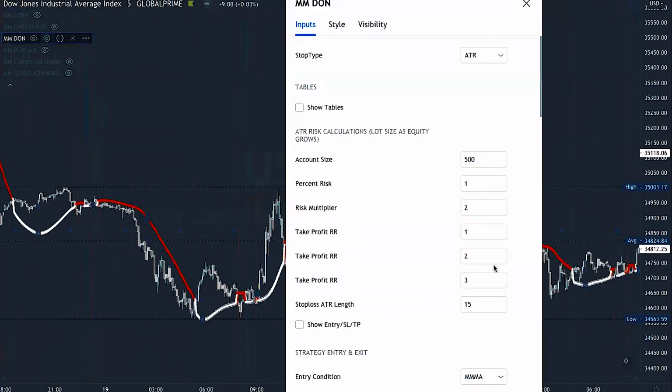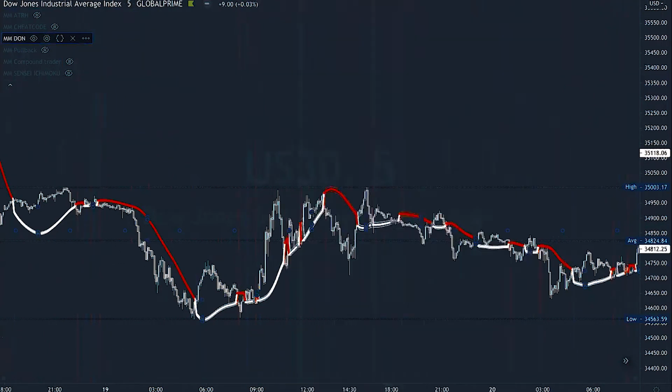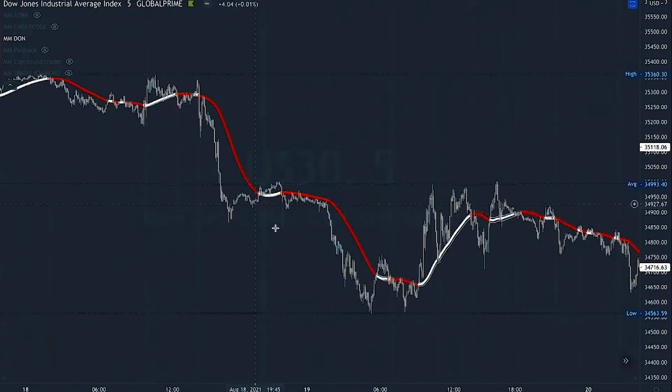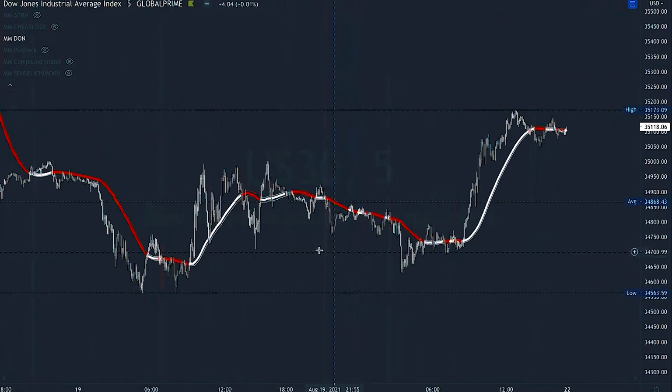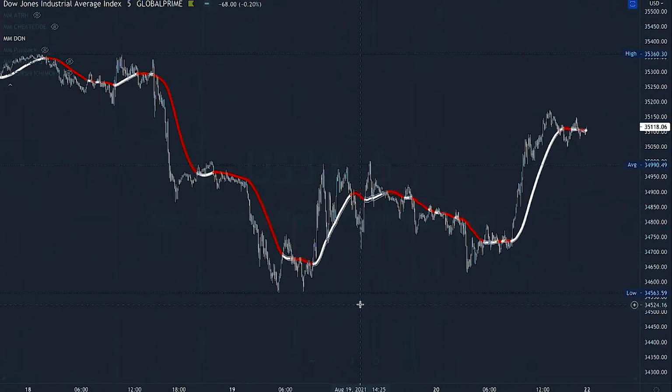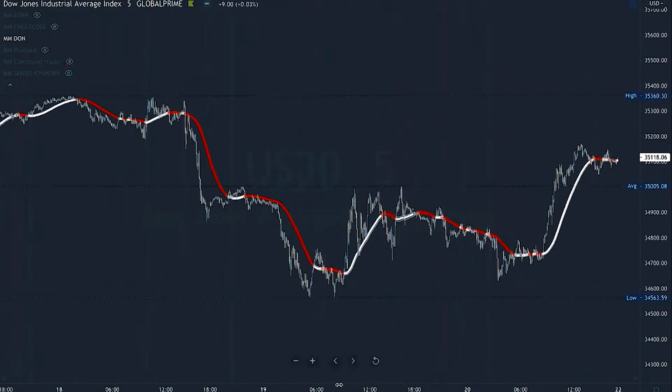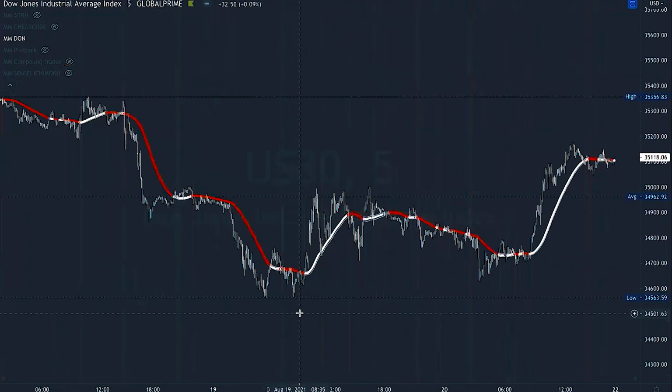Now, if I change this SSL to the ALMA, which is another favorite of mine, smoother price action. So why is the baseline important? Because when you use it, it definitely impacts your entry signals, ultimately impacts the way that you trade.